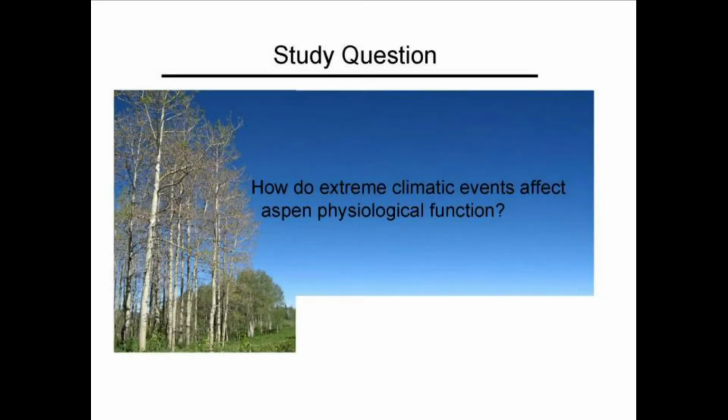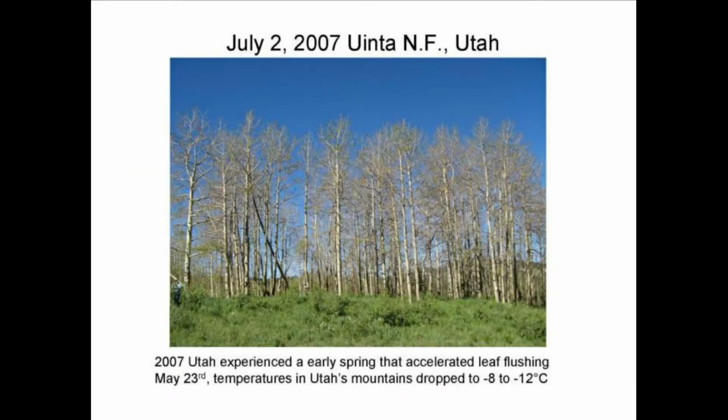So the first study question I want to go over is how do extreme climatic events influence aspen physiology? This is July 2nd, so almost to the 4th of July. You can see the understory is very green. This is an aspen clone in the Uinta forest, no leaves. They should have their leaves by this time, into May, mid-May.